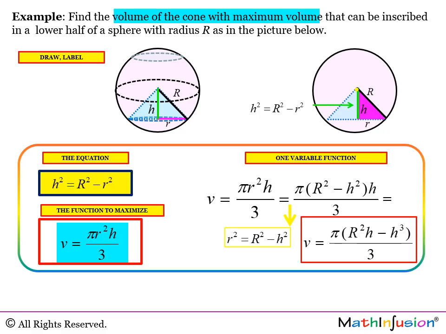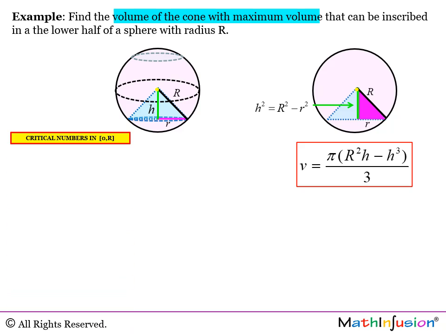And we simplify, and we get that this is the main function. What are the possible values for the variable? If you look at the picture, you can realize that h has to be greater or equals to 0, but also, because it's in the lower half of a sphere, it cannot exceed the radius of the sphere. So h is greater or equals to 0 and less or equals to R. So let's find out the critical numbers on the interval 0 and capital R.